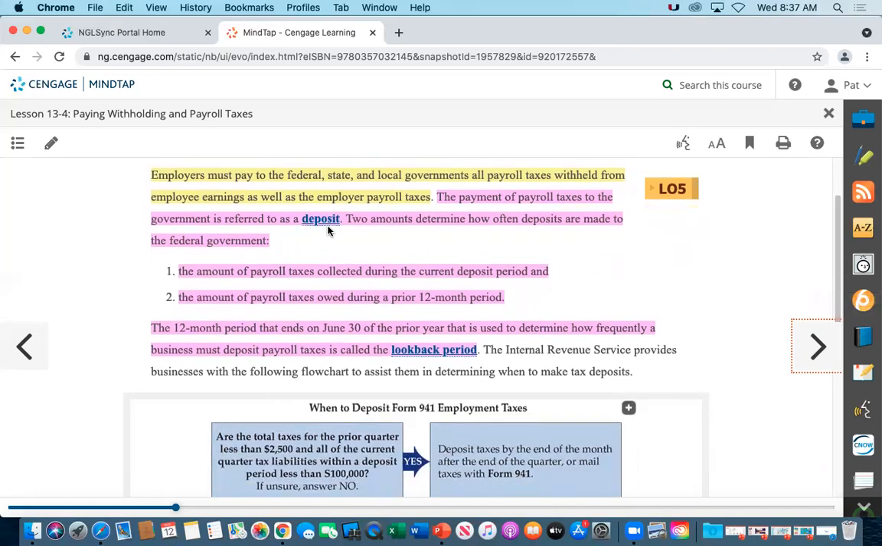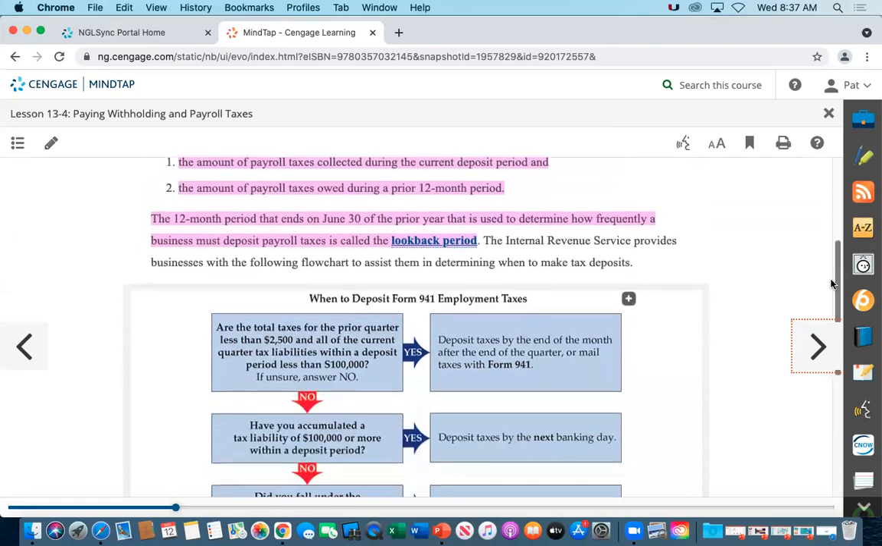But they call them deposits. The payment of payroll tax to the government is referred to as a deposit, not a deposit into our bank account. They're just deposits. It's like payments, all right? But instead of payments, they've always called these tax things deposits. So if you see a deposit of taxes, that just means they're paying the taxes.